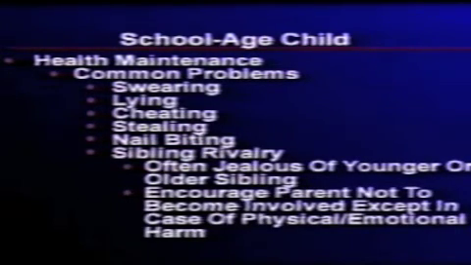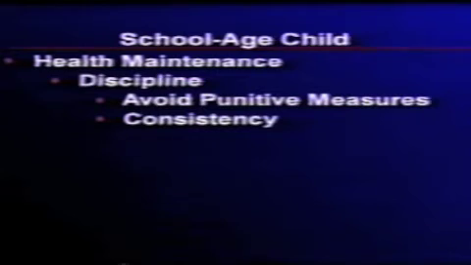Swearing, lying, cheating, stealing, all these things that they're trying. Okay? That is not an abnormal event in this age group, and parents should know how to deal with it, so they're not shocked that the child has done this. It can be considered a normal thing to try at this age group. Discipline, again, means avoiding punitive measures with this age group and being more positive with them because of that industry versus inferiority. And of course, always being consistent. That will be true throughout all the age groups.